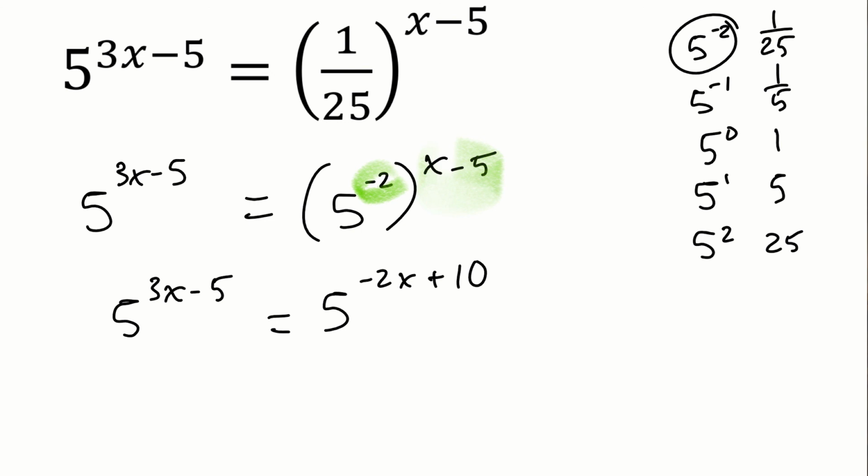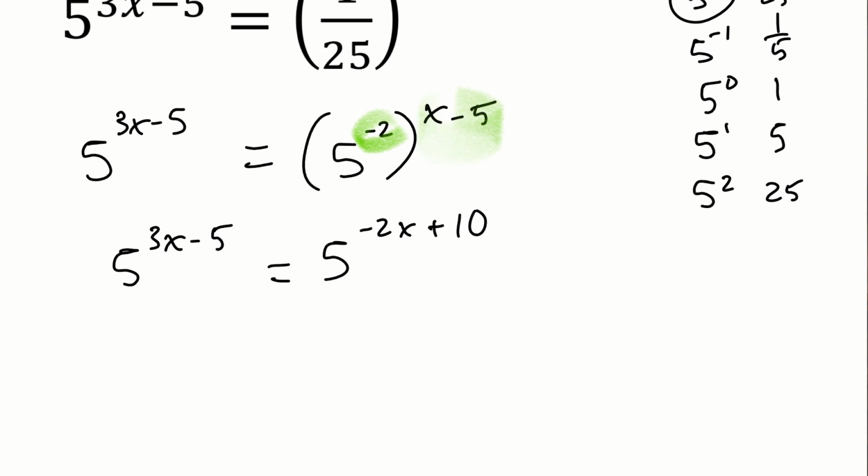Fabulous. At this point, because my bases are both identical, right, they're both the number 5, our strategy is to set this exponent equal to this exponent. The only way that these can truly be equal is if this exponent, 3x minus 5, is exactly the same as this exponent, negative 2x plus 10.